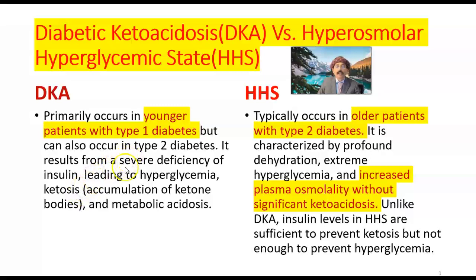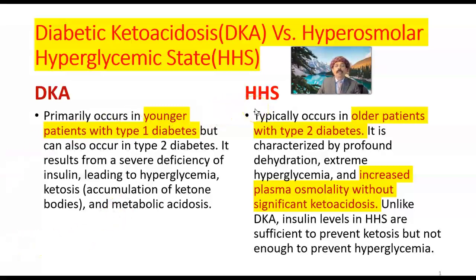Here there is a severe lack of insulin that will lead to burning of fat for energy utilization. That's why there will be formation of ketone bodies. Ketone bodies are beta-hydroxybutyric acid, acetoacetic acid and acetone. These are acids, so accumulation of ketone bodies will lead to metabolic acidosis. So pH will be less.